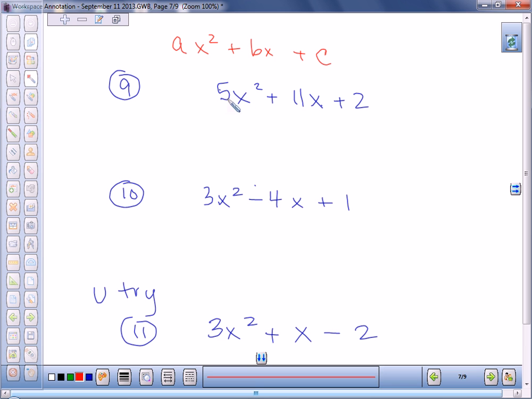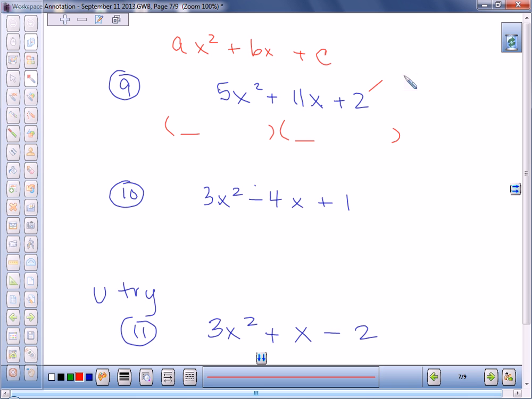Now, when we do not have a leading coefficient of 1, we have to think about what's got to go in our first position. So not only do we have to think about the factor pairs for our last term, which luckily for this one, there's one factor pair when I give you a prime number, right? 2 and 1.